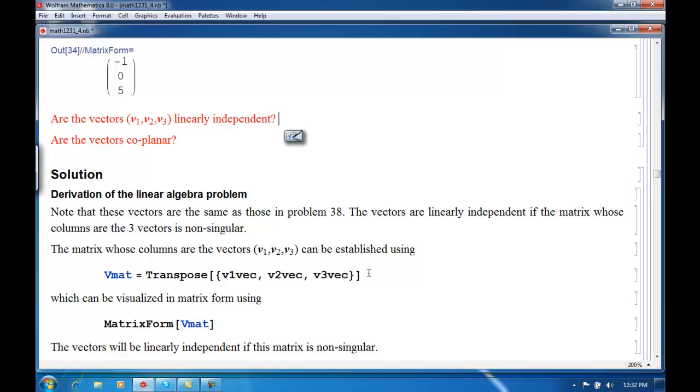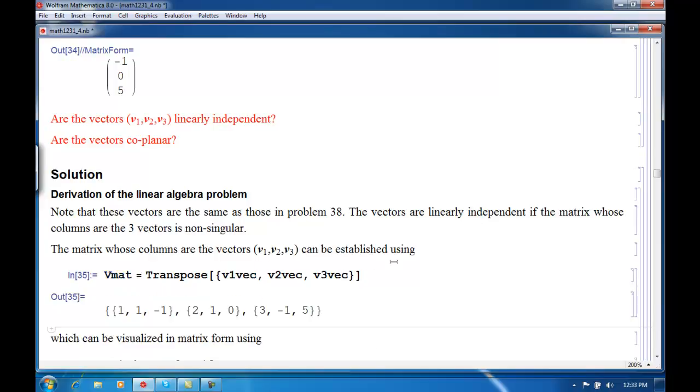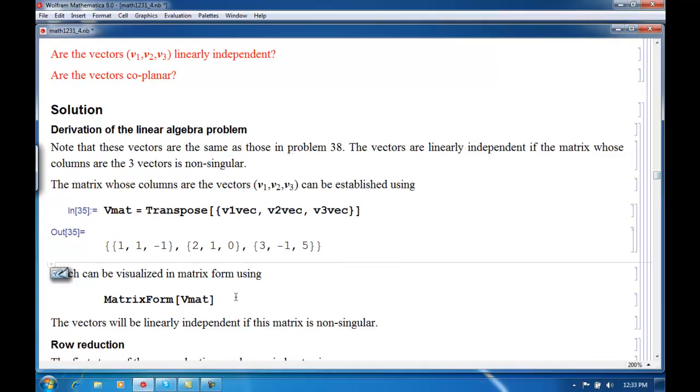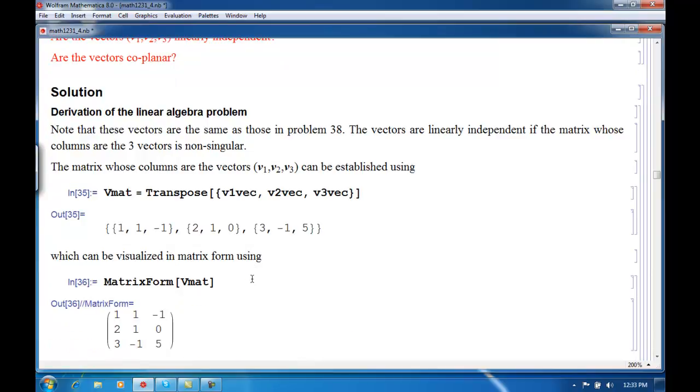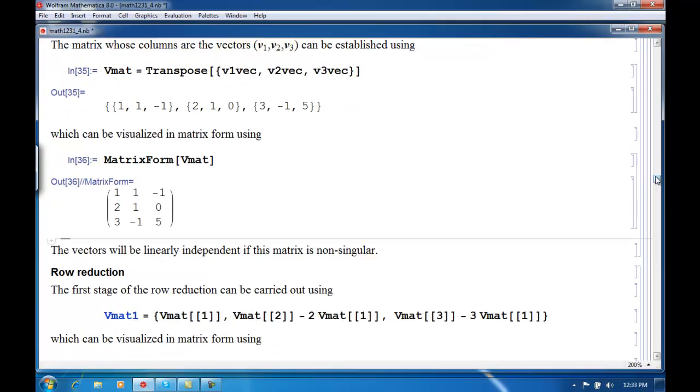So let's construct that matrix. So we take the three vectors and put those into a matrix, and then take its transpose, which we can view in matrix form using this. And you can see that the first row is 1, 2, 3. Sorry, the first column is 1, 2, 3. The second is 1, 1, minus 1, and so on. So that's correct. Well, the vectors will be linearly independent if this matrix is non-singular.